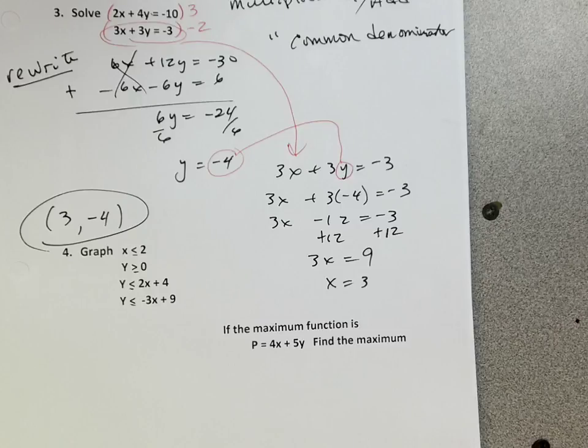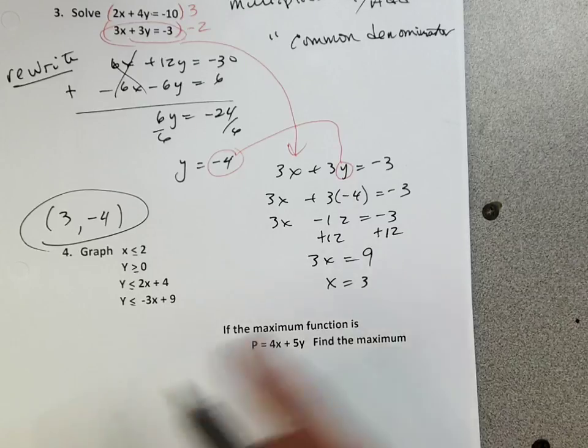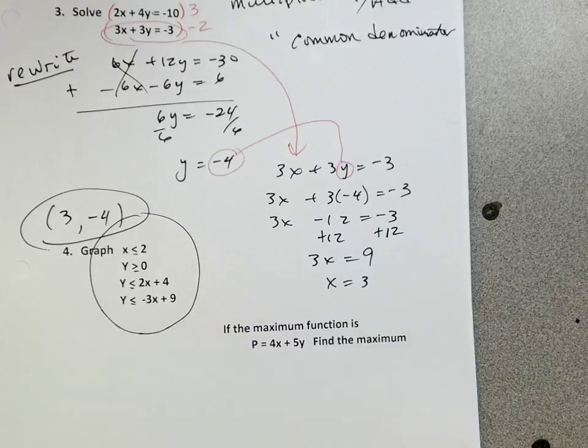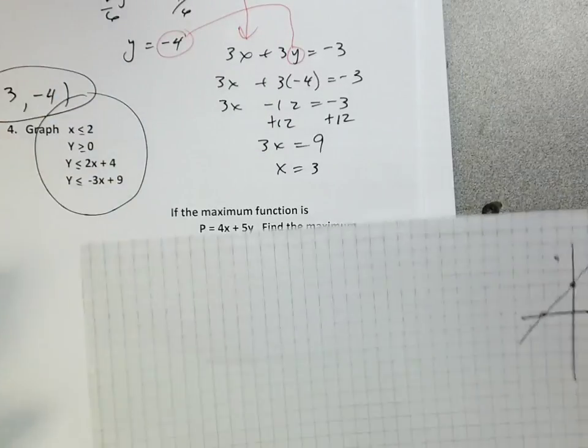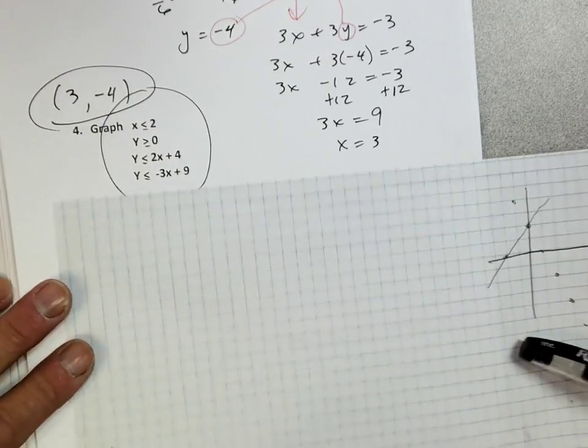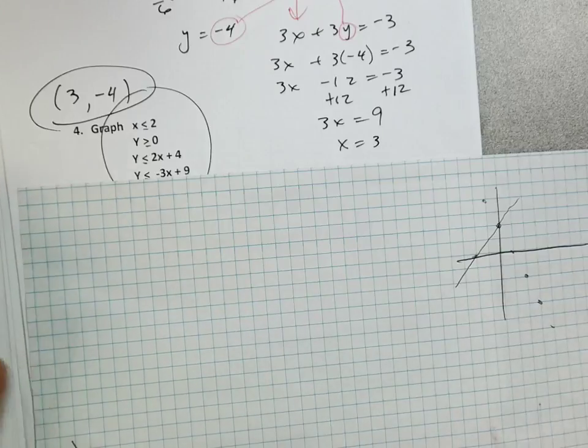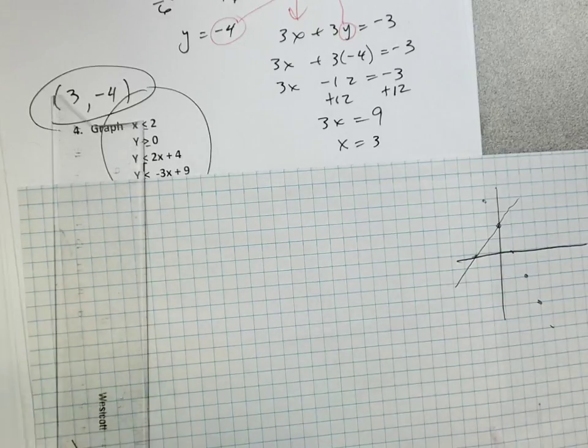Okay, number 4, last but not least. I think when I graph this, I'll get some figure. I don't know whether it's going to be a triangle or a quadrilateral, but I'm going to get some figure. Let's check it out and see if I can graph this. So, get my graph out.